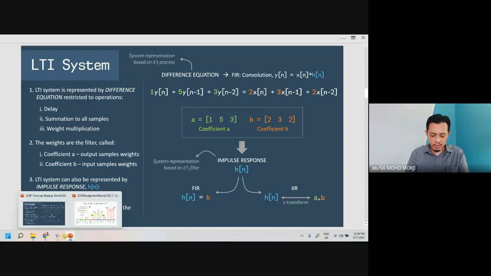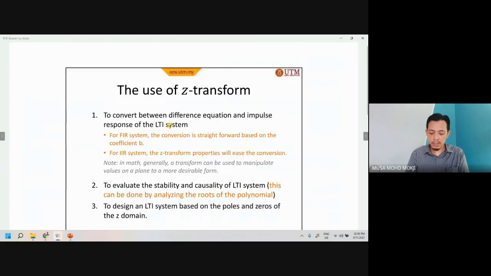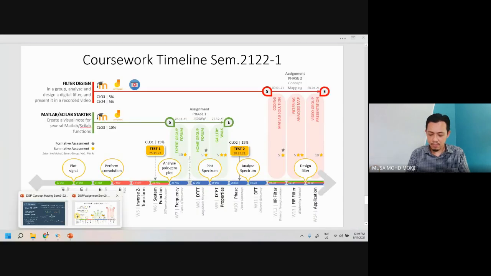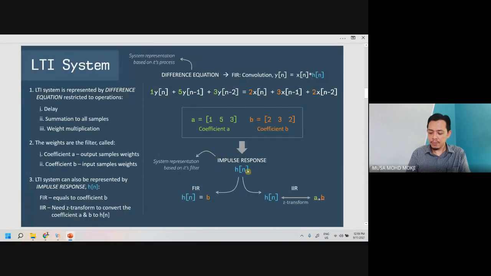When we do this for an FIR system, the conversion is very straightforward because we are looking only at coefficient B, just a single coefficient. So for an FIR system, h[n] is actually equal to b. Whatever these values are, 2, 3, 2, that is actually h[n] for FIR. But for IIR, we need the Z transform. So this is what we need to do here.